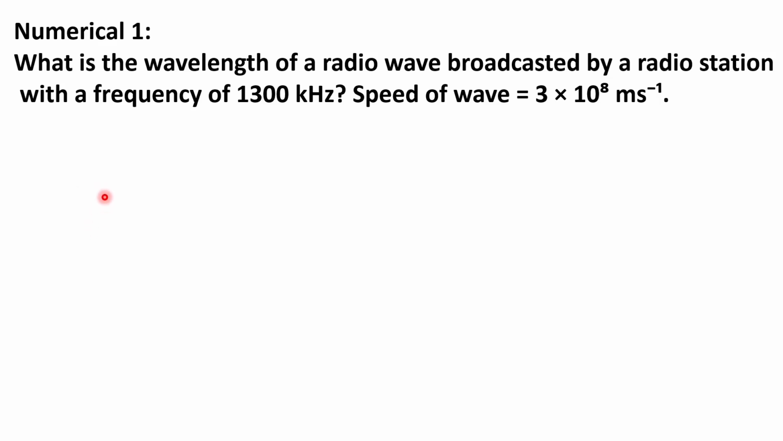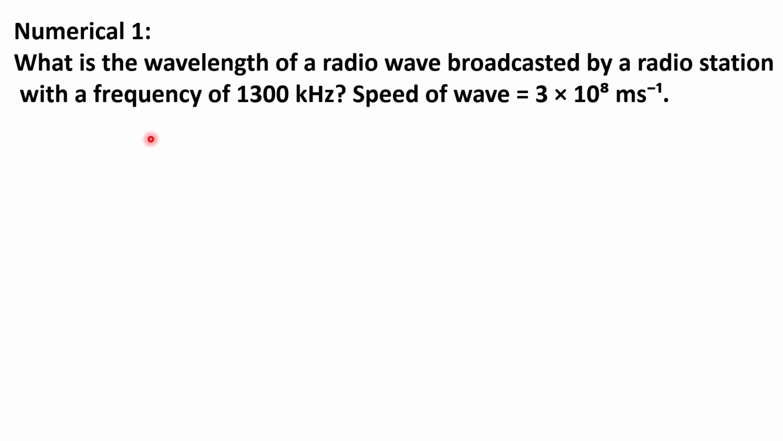Hello everyone. Today we have this physics numerical. What is the wavelength of a radio wave broadcasted by a radio station with a frequency of 1300 kilohertz, speed of wave equal to 3 × 10^8 meter per second?